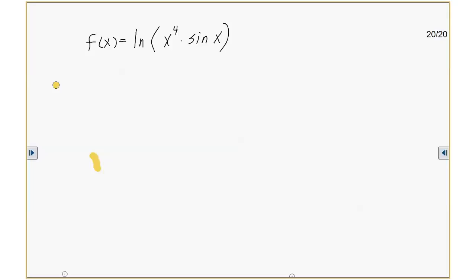You could do it the old way and write it 1 over x to the 4th times sine of x. Then take the derivative of x to the 4th sine of x. You could do it that way.